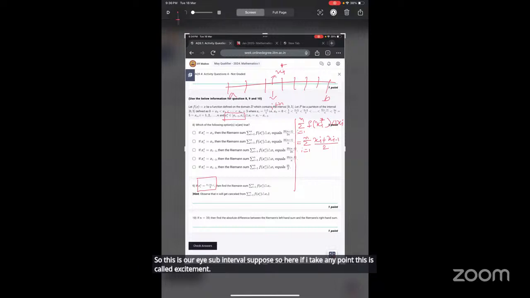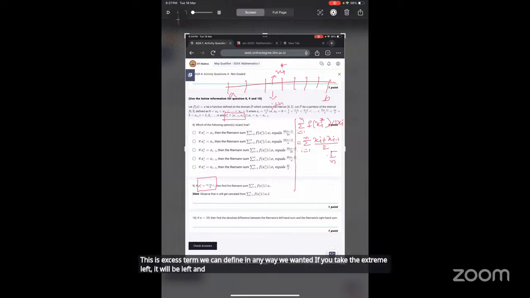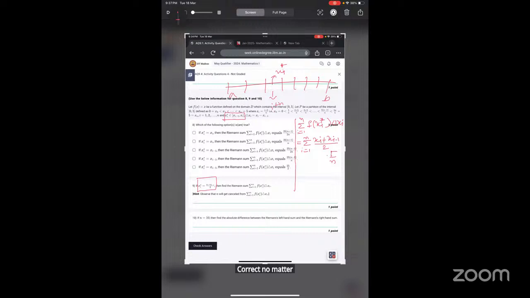And what is delta xi? We know this is 5 by n. And xi star, we can define in any way we want. If you take the extreme left, it will be the left Riemann sum, and the right end, like xi, will be the right-hand sum. And here they have given the middle point, xi plus xi minus 1 by 2, which is the middle point.